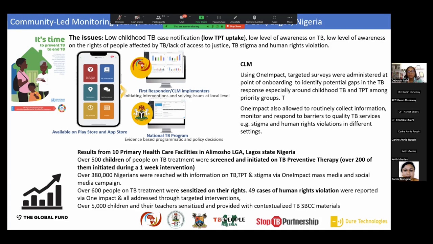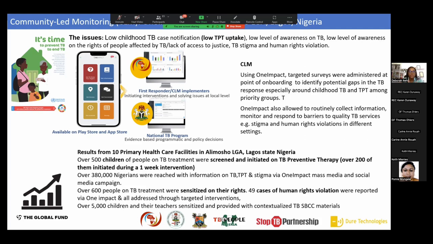So in conclusion, I would say that One Impact has strengthened the TB program oversight function through information that was collected through the One Impact, because they were able to identify the gaps that were serving as hindrance to provision of quality TB services, as well as issues that were affecting the TB response.